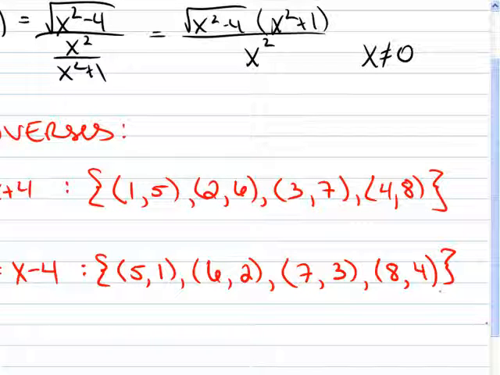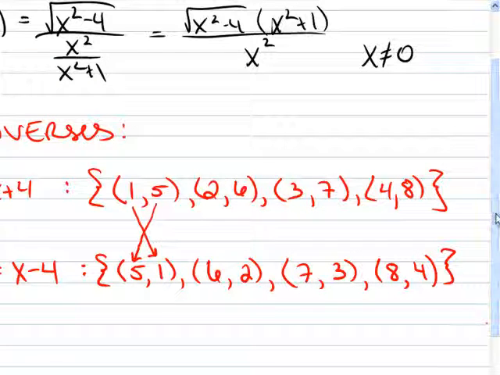So take a look at the similarity between the sets of ordered pairs. Do you see similarity, Sarah? They're backwards. They've been flipped. What was once x has become y, and what was once y has become x.